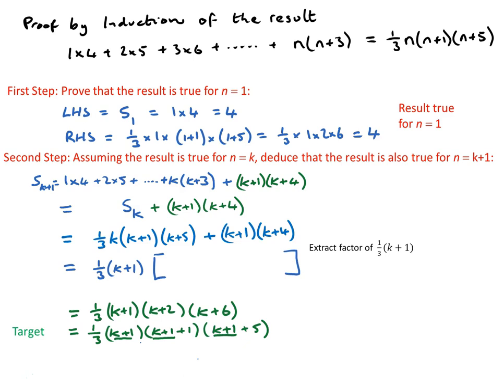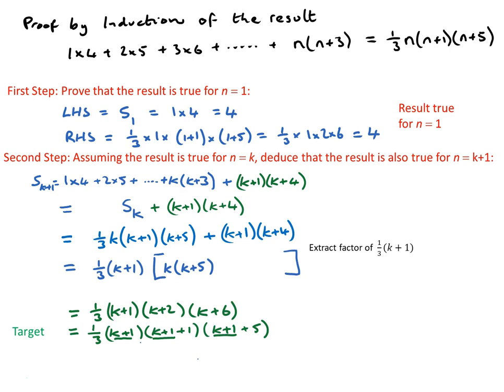Now the first term in the line above was 1/3 k (k plus 1)(k plus 5). We've already picked up the 1/3, we've already picked up the k plus 1, so we're left with k times (k plus 5) for the first term. For the second term in the line above, we've got (k plus 1) times (k plus 4). We've pulled out 1/3 (k plus 1) as a common factor.